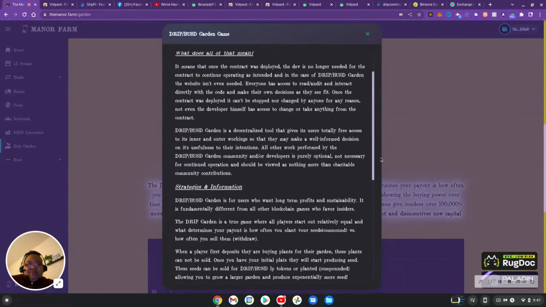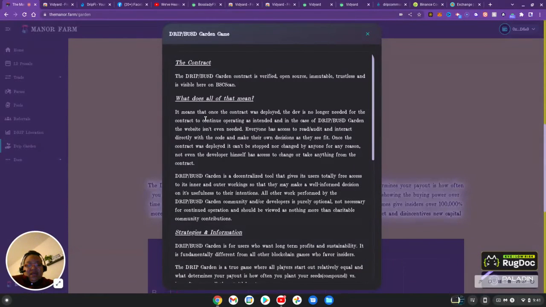See what I'm saying? But then again, it says right here, the Drip Garden contract is verified, open source, immutable, trustless, and is visible here on BscScan. It means that once the contract was deployed, the dev is no longer needed for the contract to continue operating as intended. And in the case of the Drip BUSD Garden, the website isn't even needed. Everyone has access to read, audit, and interact directly with the code and make their own decisions as they see fit.